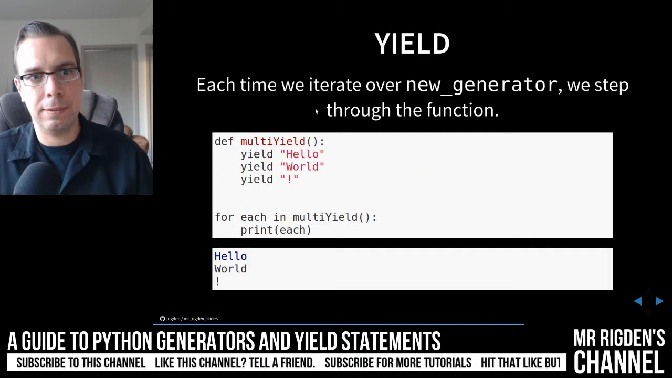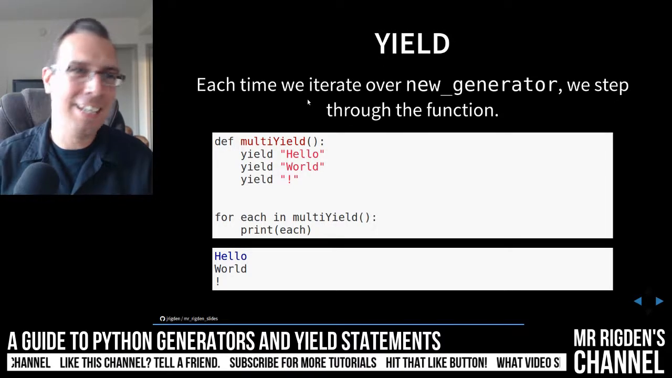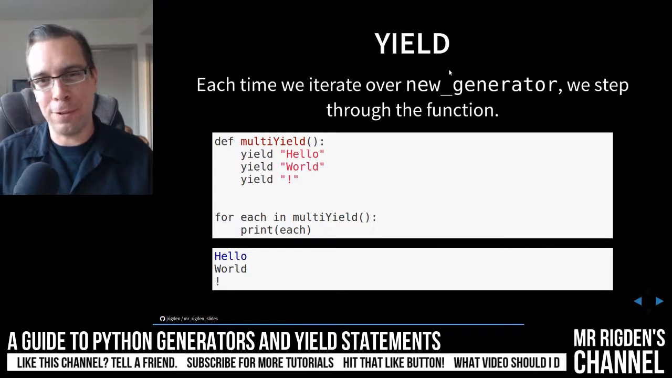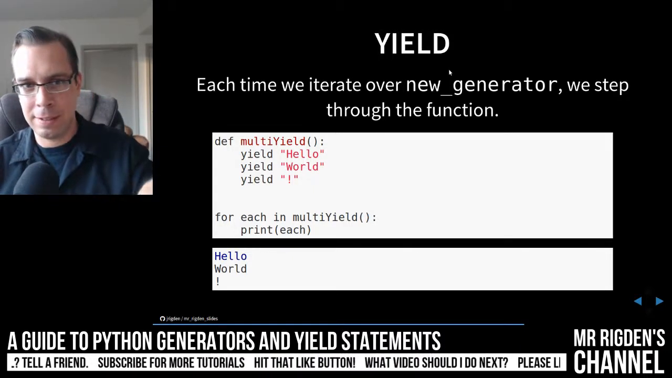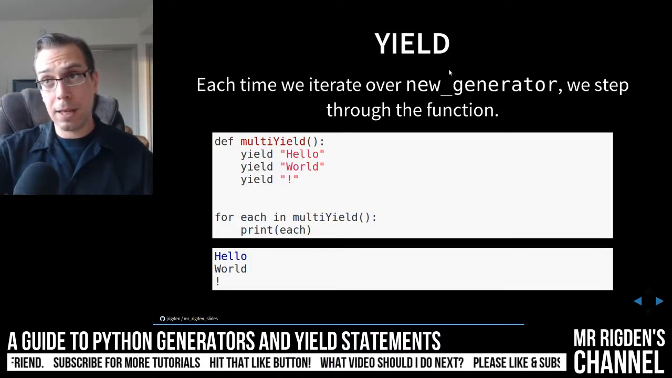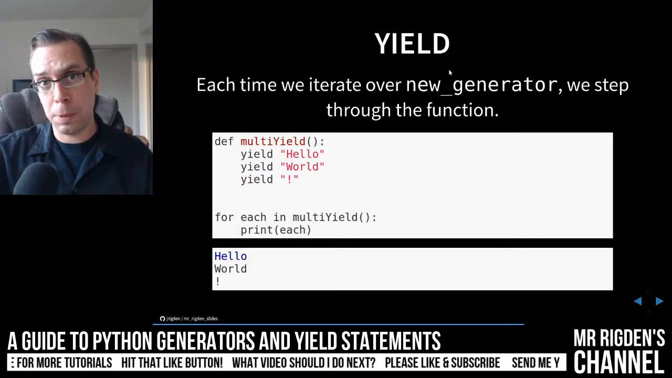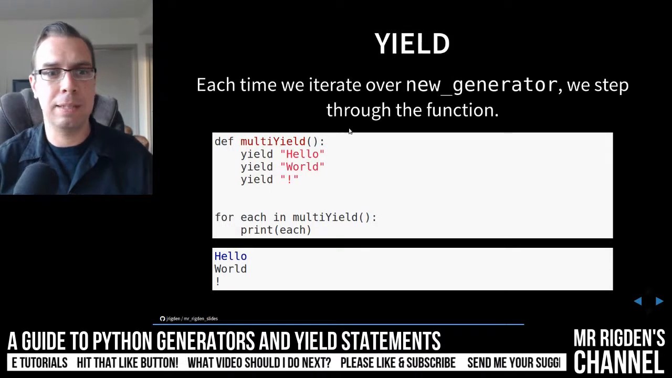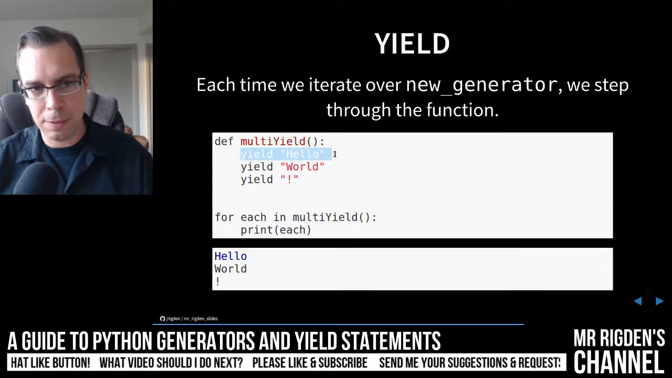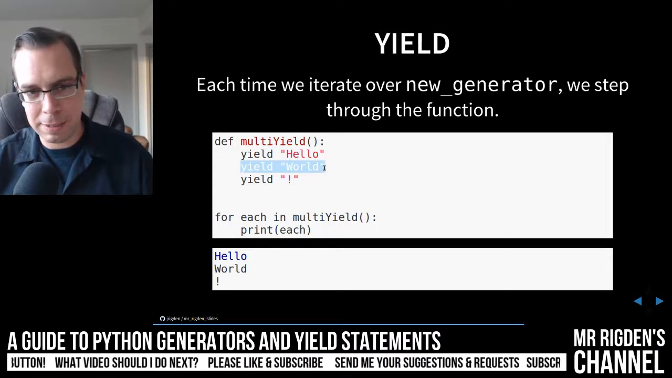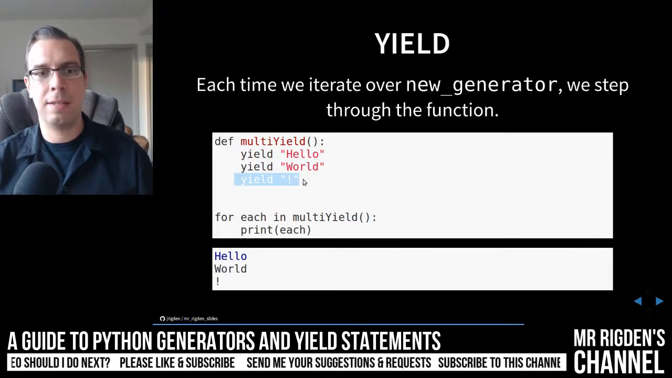Okay, yield. Each time we iterate, oh, hey, look, I jumped ahead in my slides again. Each time we iterate over new generator, we step through the function. This is a good example. So it doesn't necessarily have to be a loop. You can have multiple yield statements. So here we go, we've got multi-yield. The first time it's called, we're going to yield hello. The next time it's called, it's going to say world. The next time it's exclamation point.